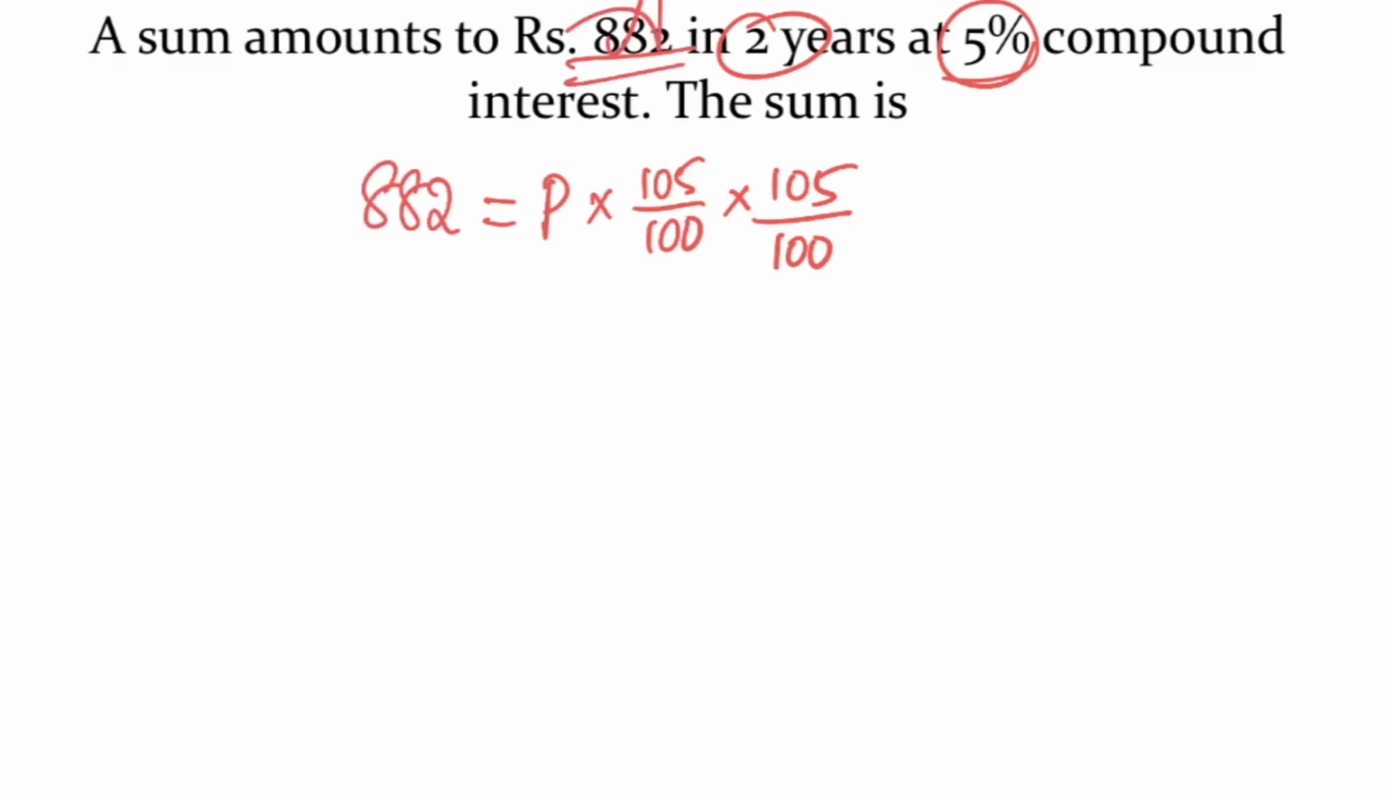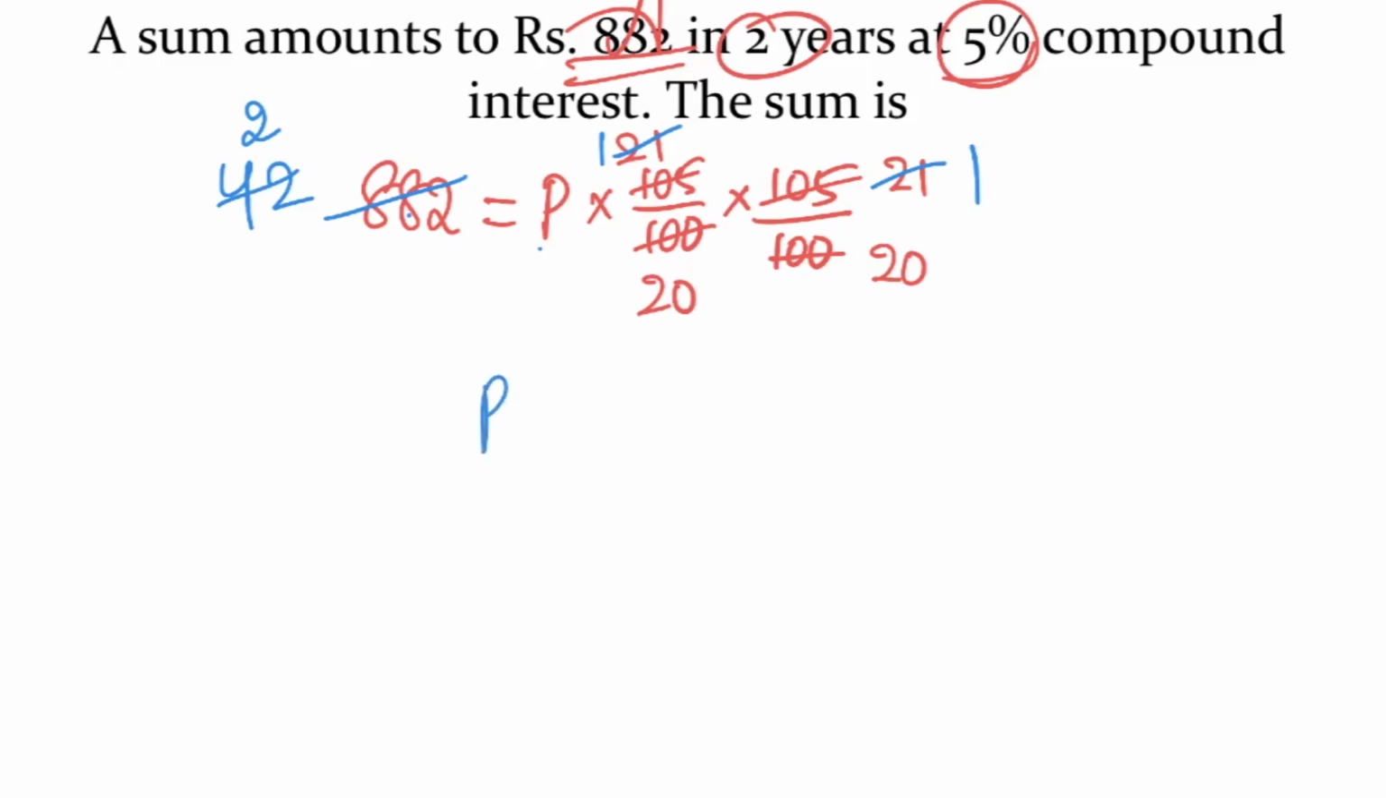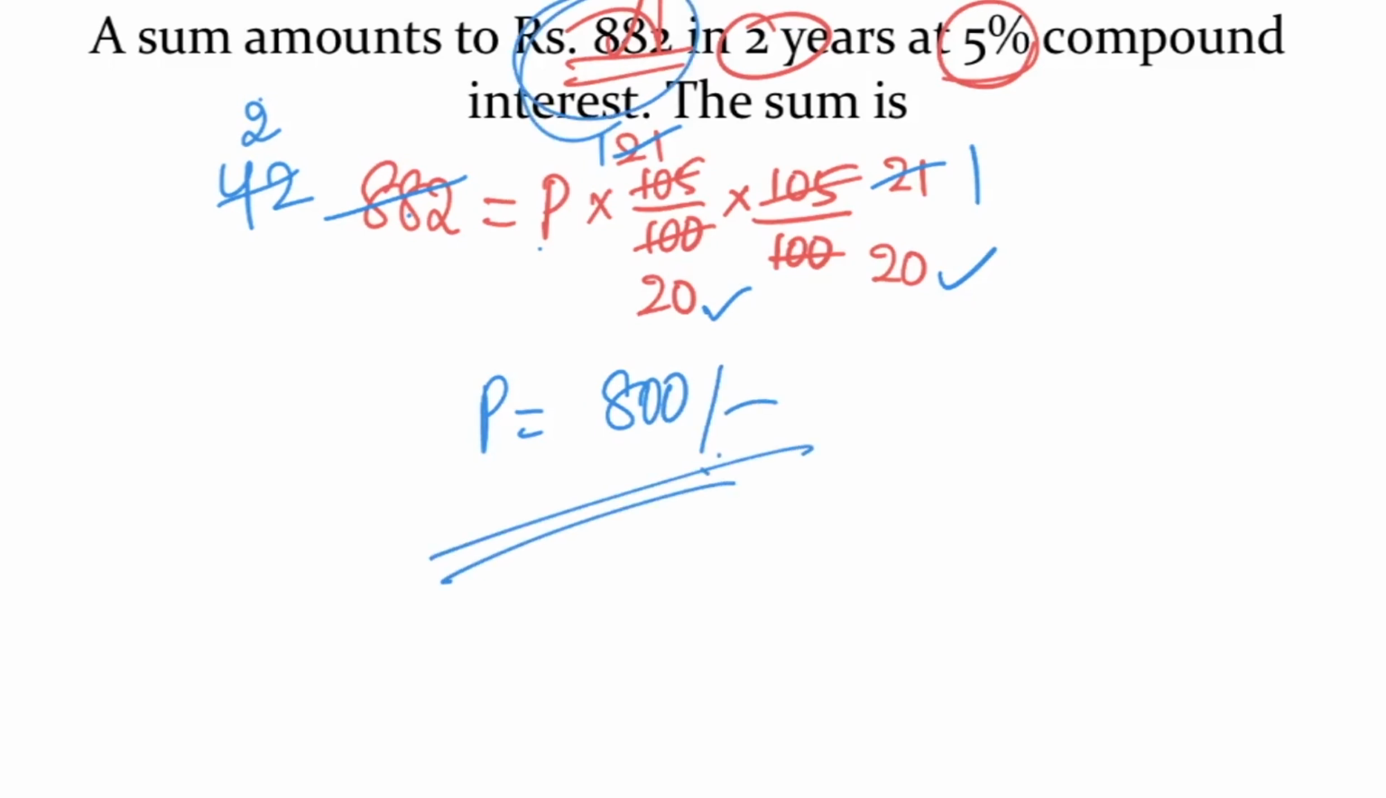In this problem, amount is given and principal is asked. So P is required. See, 21, 5 21 times, 5 20 times. Now 21 4 times 84, 25 2 times 42. 21 ones, 21 2 times 42. So principal is equal to 20 into 20, 400 into 2, 800. So 800 rupees will become 882 rupees in 2 years.